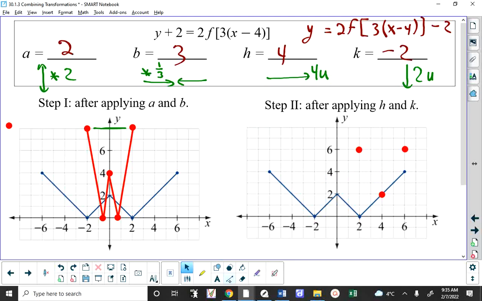Or I could take this point, which is right here, and shift it 1, 2, 3, 4, and 2 down. In either case, it ends up there.